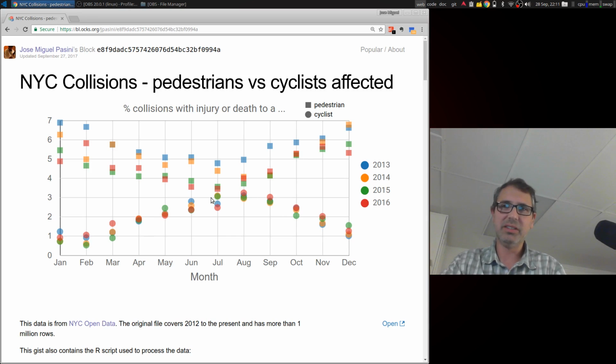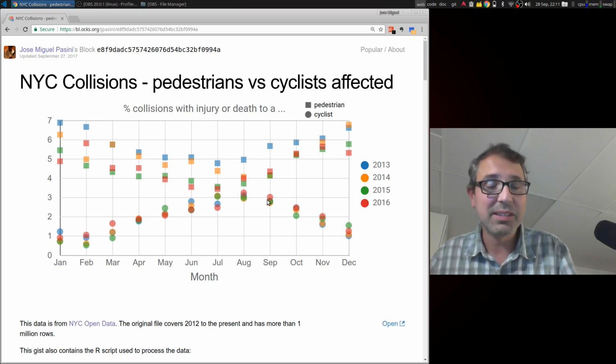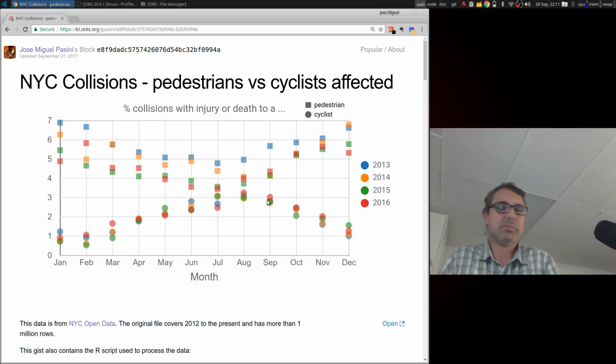So these are numbers that follow what I would call a reasonable seasonal pattern. The collisions affect cyclists more in the warmer weather when there are more cyclists on the road. That's what I expected to see.